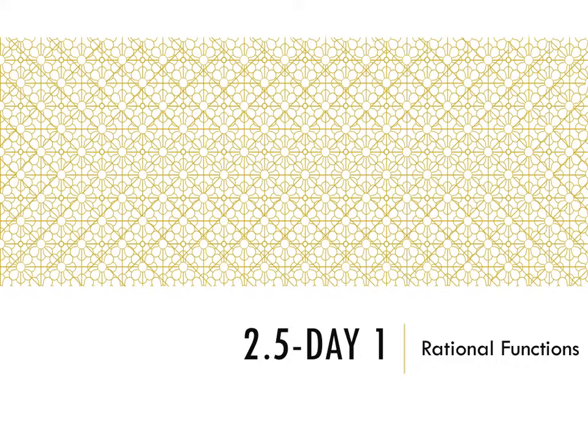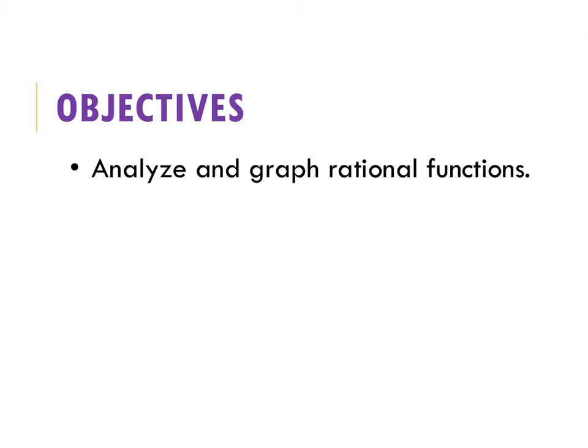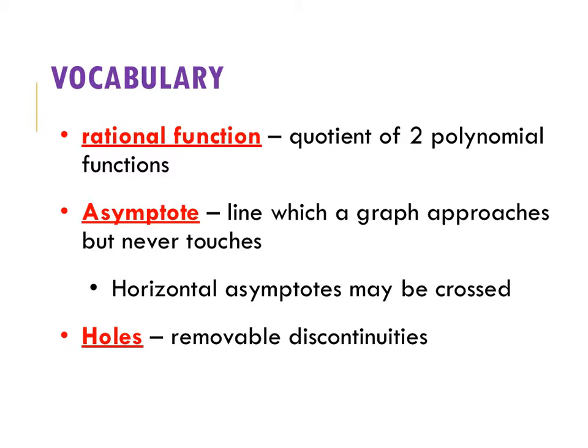Today we're starting lesson 2.5, day 1 on rational functions. The objectives today are to analyze and graph rational functions. Some of the vocabulary words that we're going to be talking about are rational function, asymptotes, and holes.